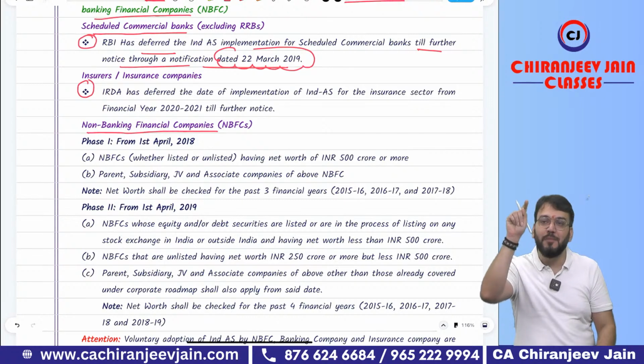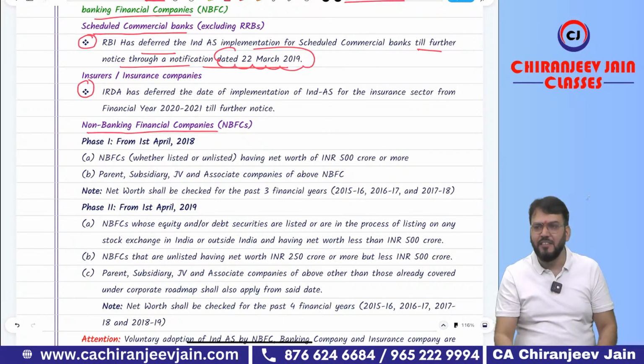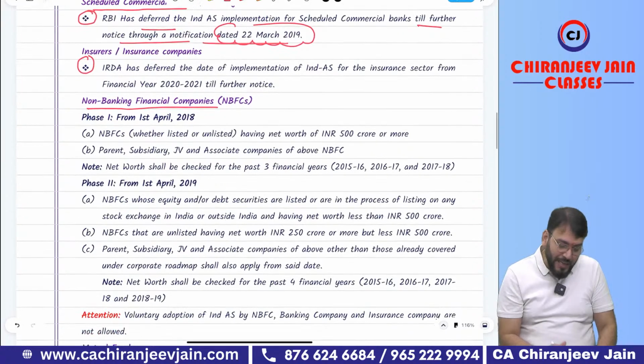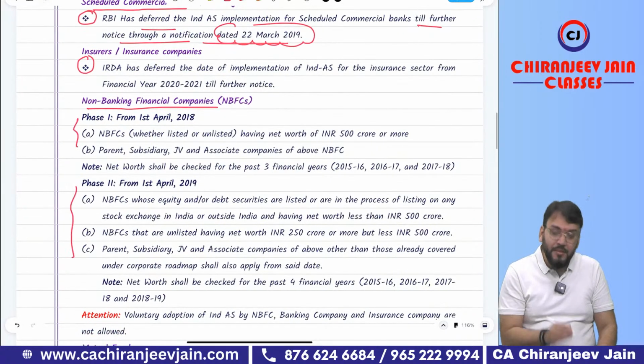We started from 1st April 2015, then 16, then 17. This becomes 18 and 19. So I hope you can remember it. There is no need to memorize it. It will be in your mind forever. Got this point? Now NBFC, same companies are there.